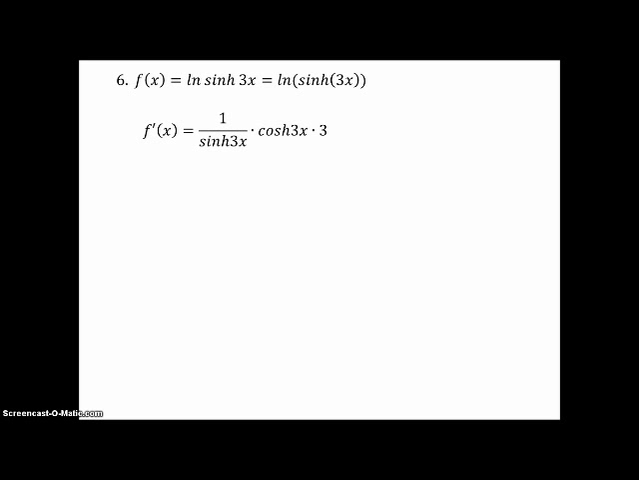Notice that cosh, remember, is the derivative of sinh. And then if we clean that up, cosh over sinh is the hyperbolic cotangent. So we can clean that up a little bit.